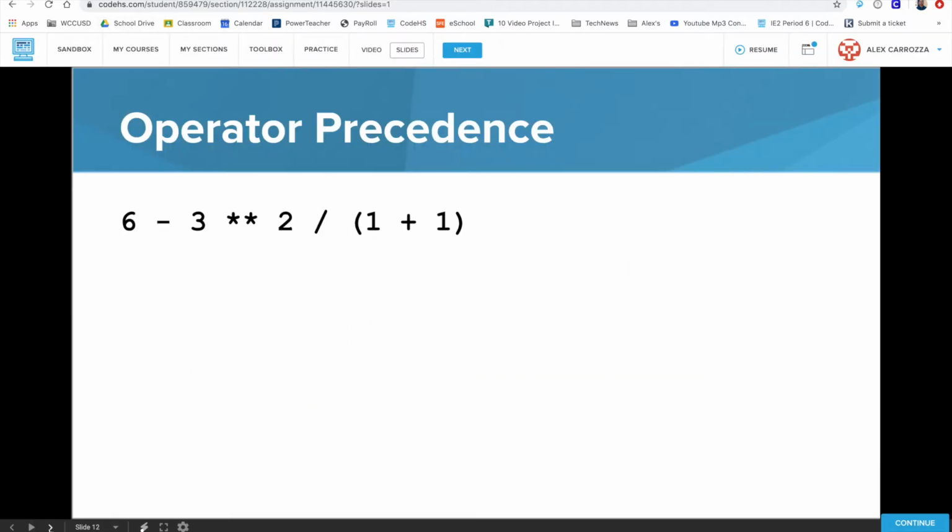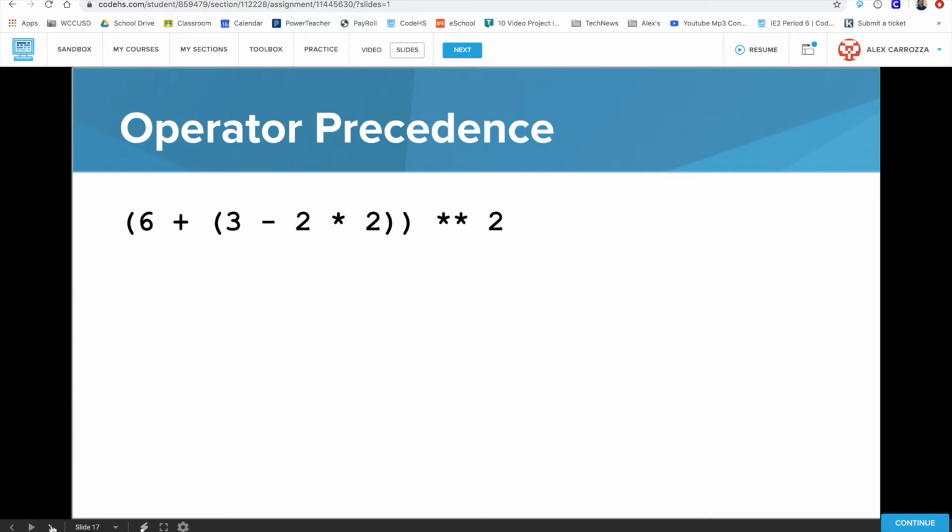All right, so let's look at the operator precedence in this one. First thing you do is get the parentheses down, which is 1 plus 1. That brings us to a 2. Then they get the exponents. 3 to the exponent of 2 is 9, because 3 times 3 is 9. Then they do the division. 9 divided by 2 is 4.5, but in this case, it's not using the float, so it just brings us to a 4. And then 6 minus 4 is 2. So that would be an example of operator precedence.